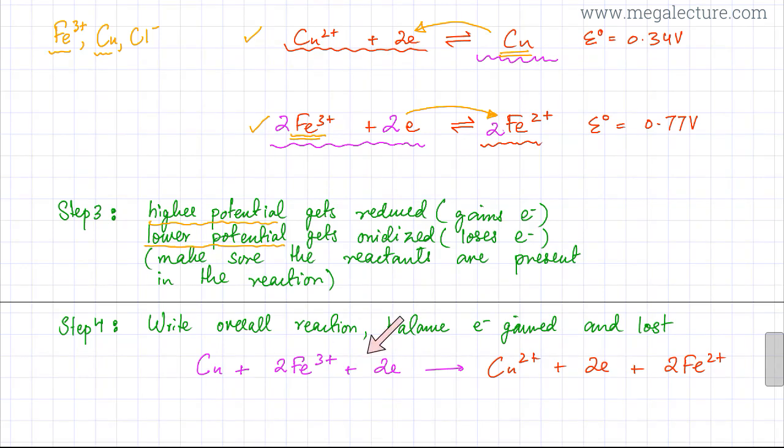And now I have this overall reaction with me. The electrons that are being gained and the electrons that are being lost get cancelled out. So remove that, and then I'll have my overall equation. It's going to be copper plus 2 Fe3+ forming Cu2+ and 2 Fe2+. So copper is the one that is getting oxidized. Fe3+ is the one that is getting reduced.